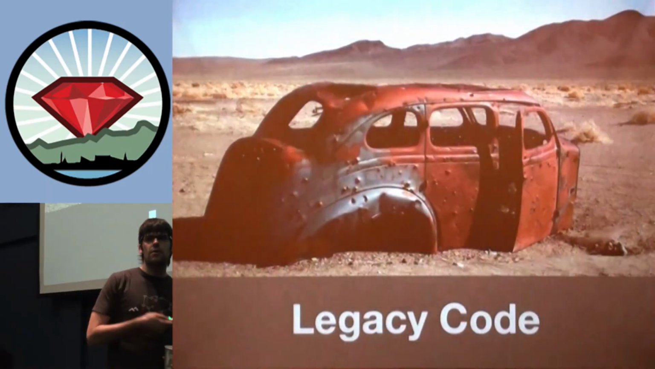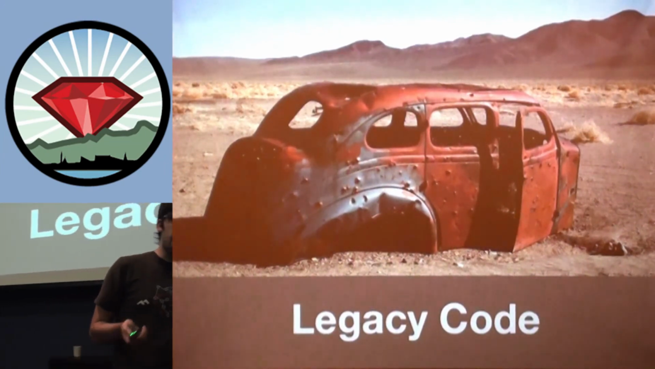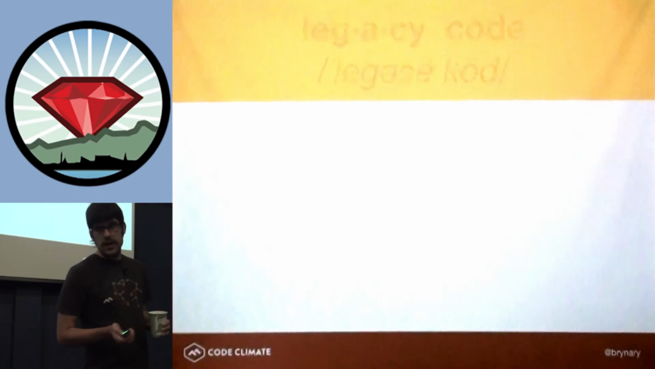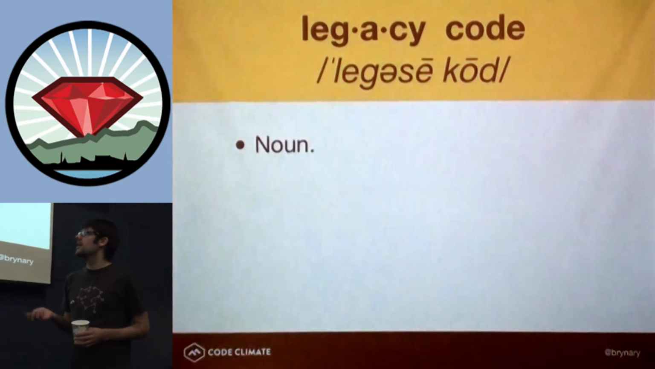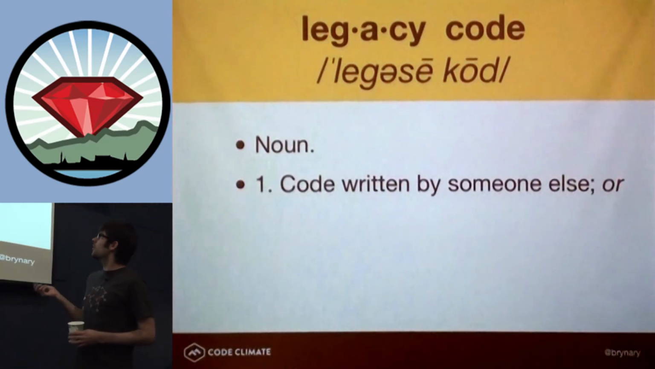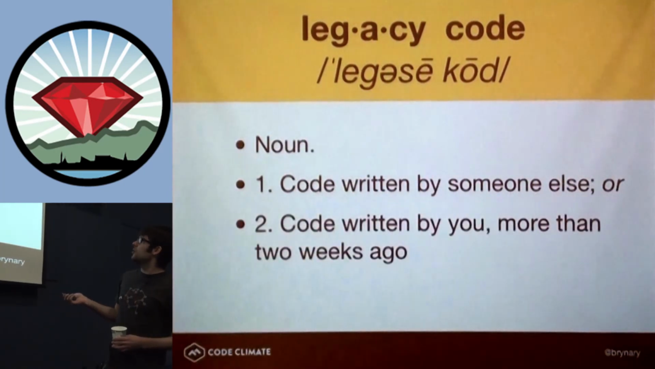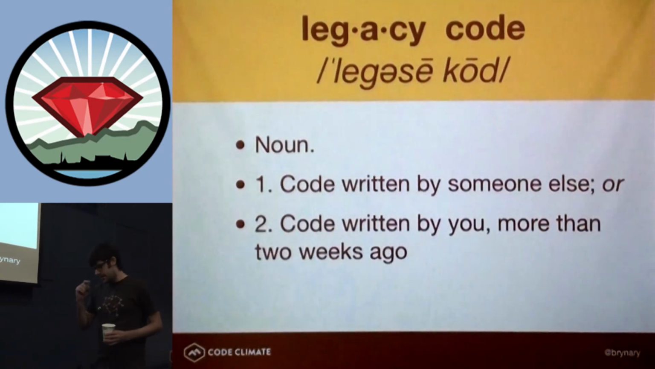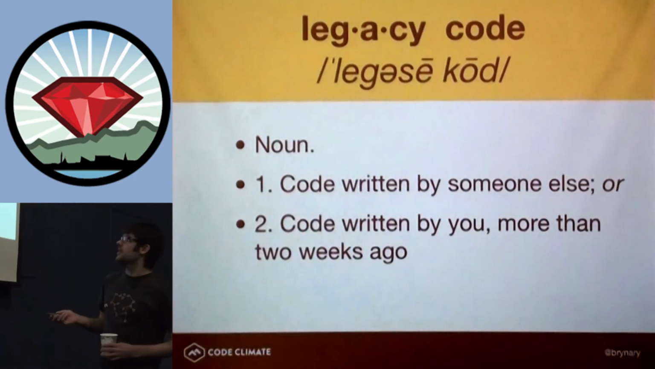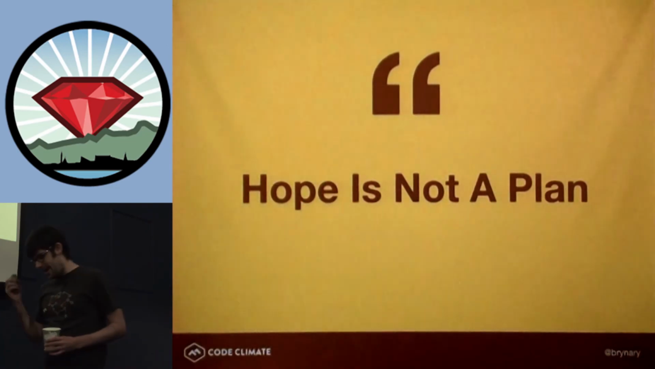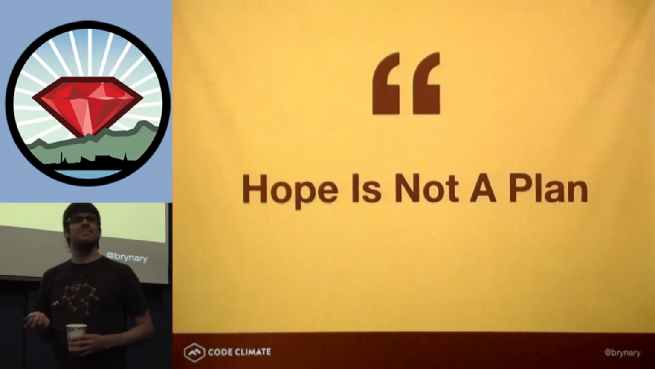OK, so if you don't avoid that sort of thing, you end up with a very specific ailment, which is known as legacy code. And I just wanted to define that for everybody. Legacy code is actually a noun. It means code written by somebody else, or code written by you more than 2 weeks ago. That's the formal definition of legacy code. So you want to avoid legacy code. And hope is not a plan.